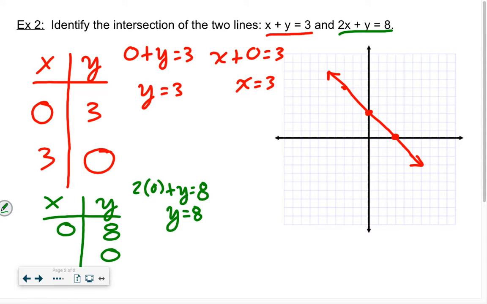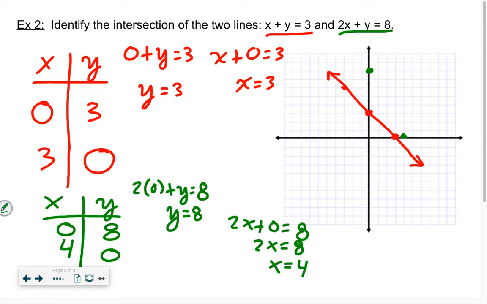Exact same equation, but now we want to plug in 0 for y. 2x plus 0 is equal to 8. Therefore, we have 2x is equal to 8. Therefore, my x value needs to be 4. And there we have created our second ordered pair. So again, if we plot these, (0, 8), there's the first one, (4, 0), there is the second one.